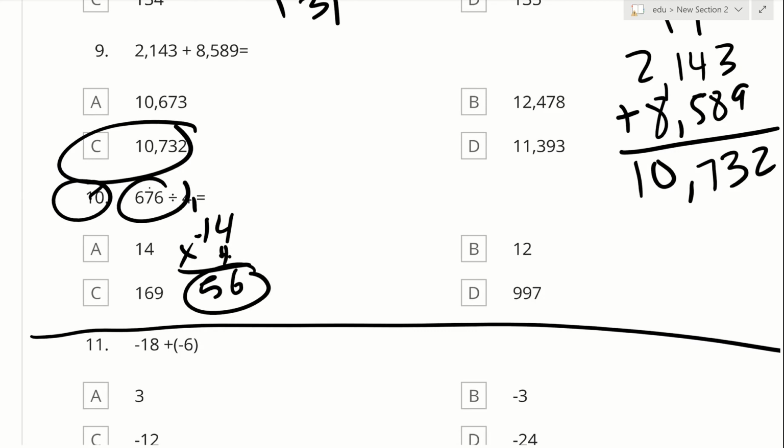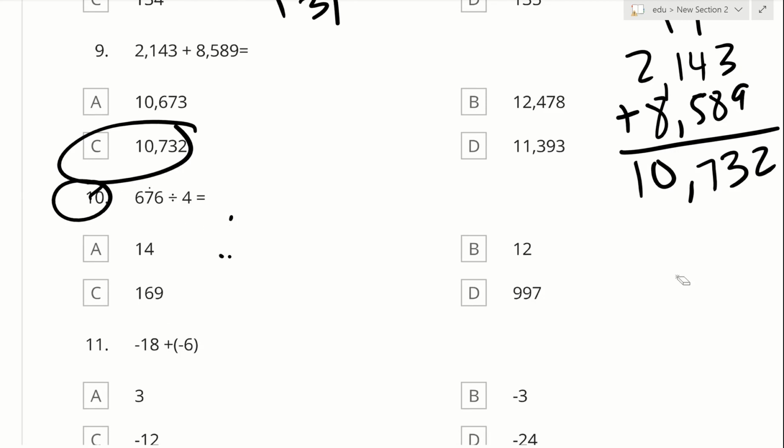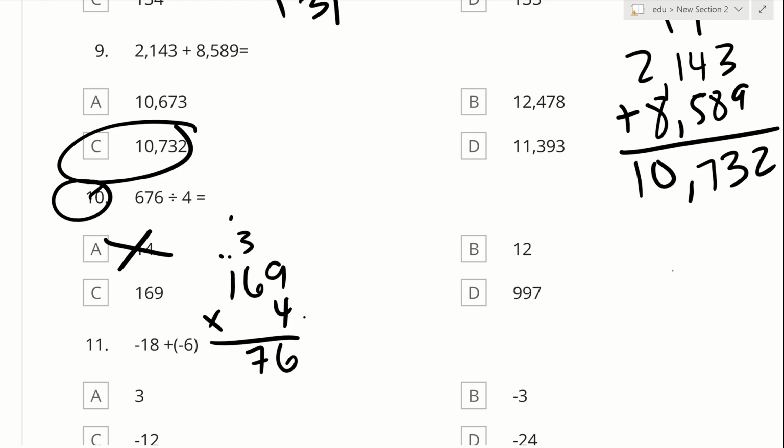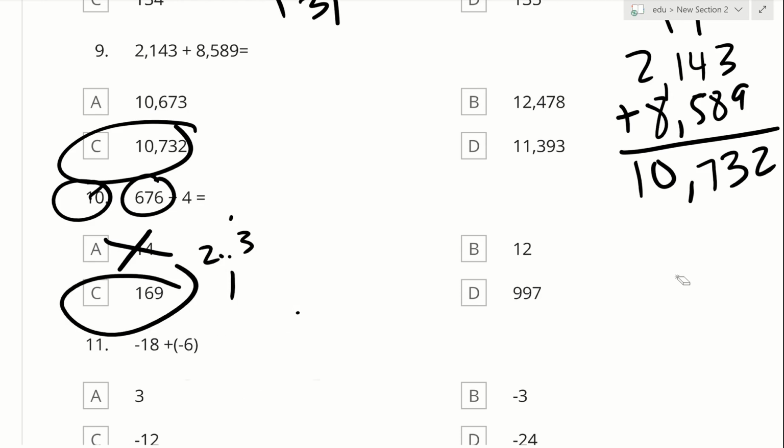So this is not the same answer as this. So I know this one is wrong. I'll do 169 times 4. 4 times 9 is 36. Put the 3 here. 4 times 6 is 24. Plus 3 is 27. Put the 2 here. 4 times 1 is 4. Plus 2 is 6. So this and this, these are the same. So this means this is the correct answer.